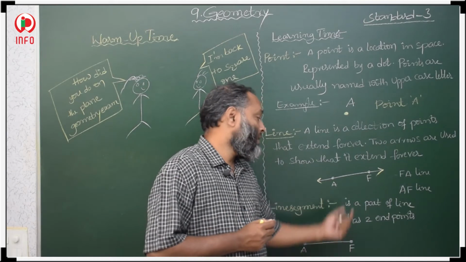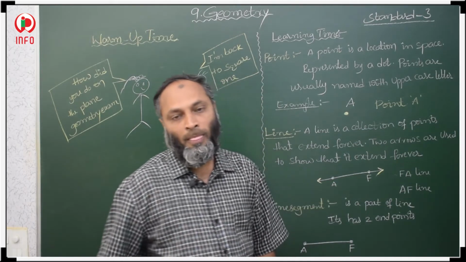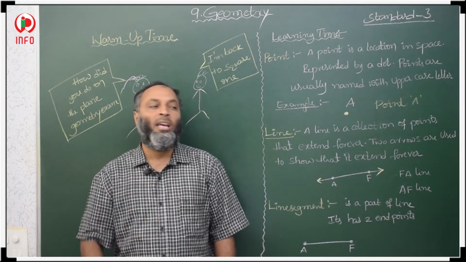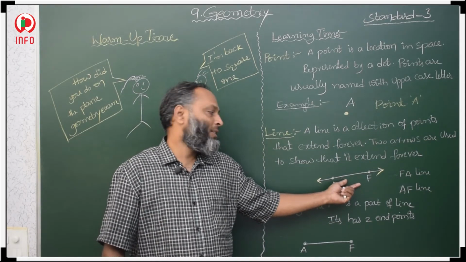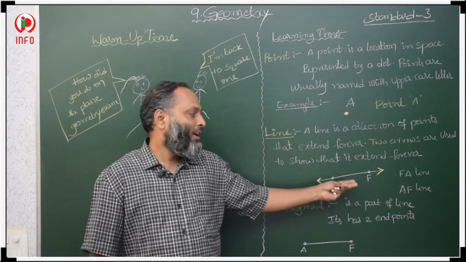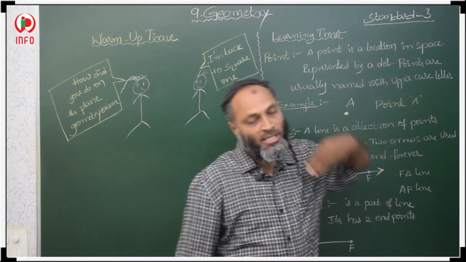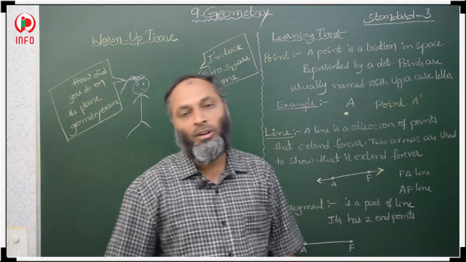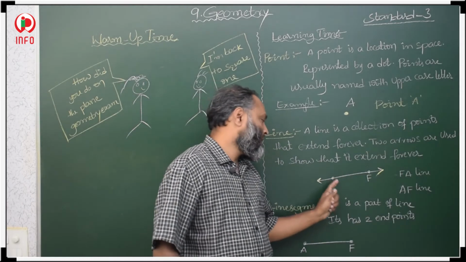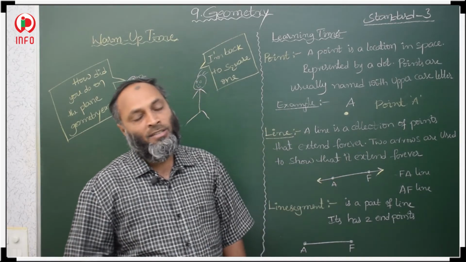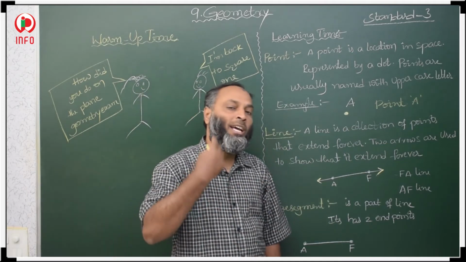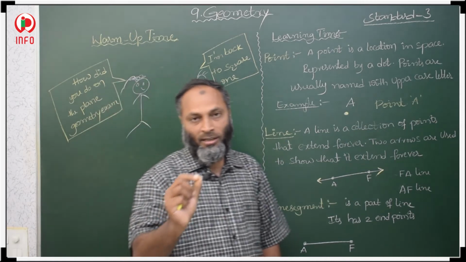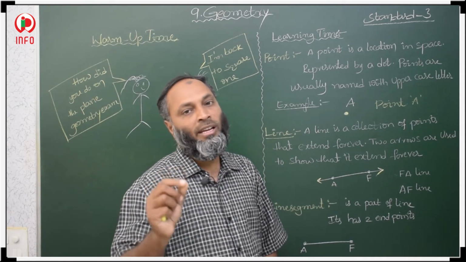What is the length of a line, if I ask? No one can say what the length of a line is. It extends infinitely in both directions. If I say 2 centimeters, it is not correct. If I say 2 kilometers, it is not correct. Why? Because it extends infinitely in both directions. How long it is, no one can tell. That is why it is said to extend forever. So measuring the length of a line is not possible.